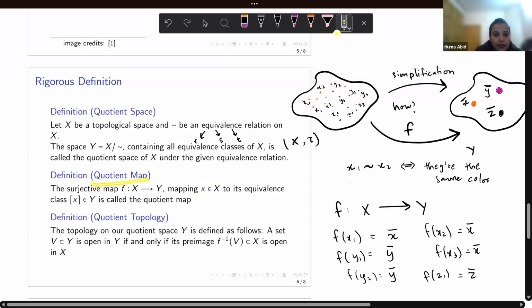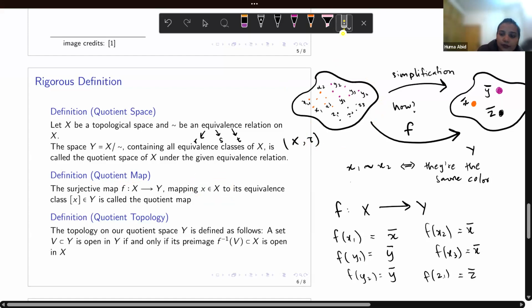And this map becomes very useful when you want to define a topology on your resulting structure, right? So recall, so far you have one original topological space X with an existing topology on it, tau. Now you have a new quotient space, but you don't yet have a topology. You don't know what the open sets look like. And in order to define a topology on it, you need this quotient map.